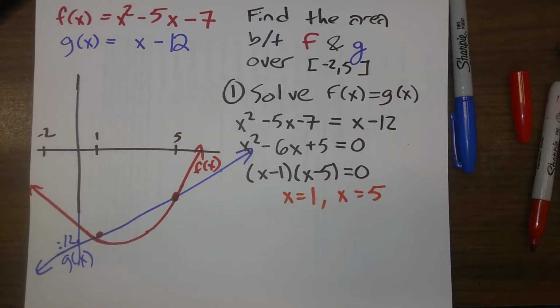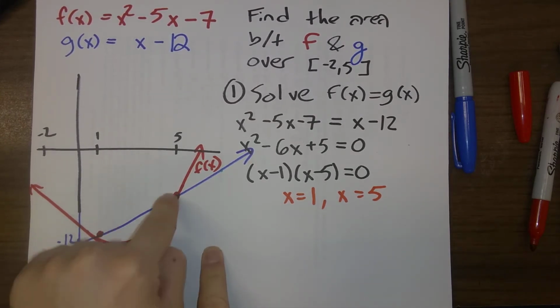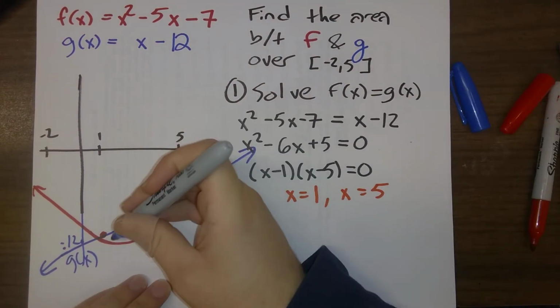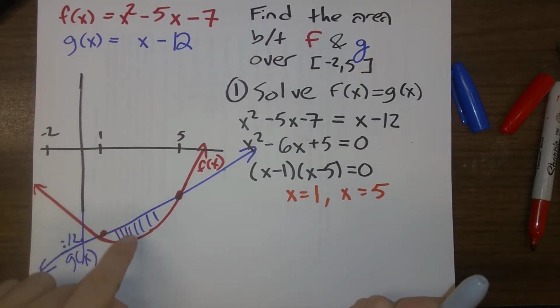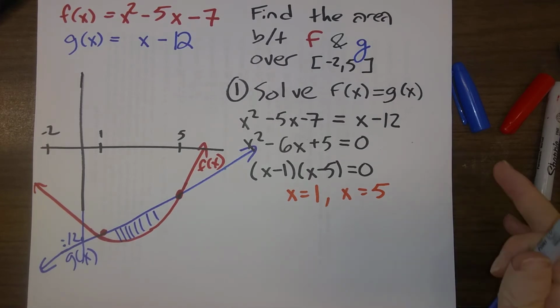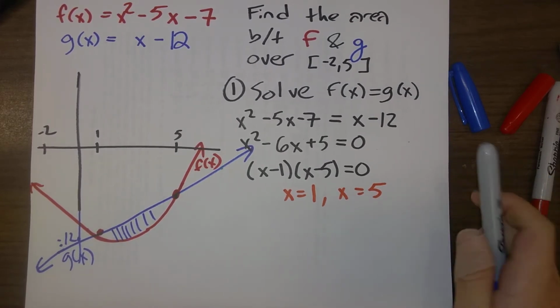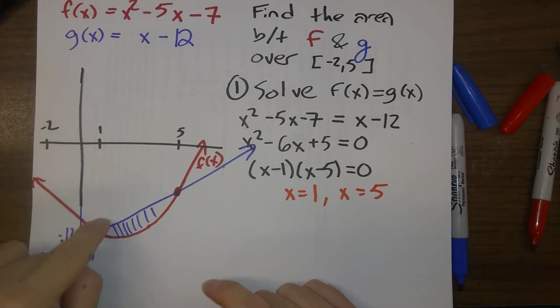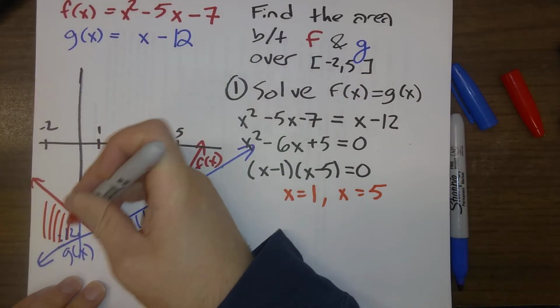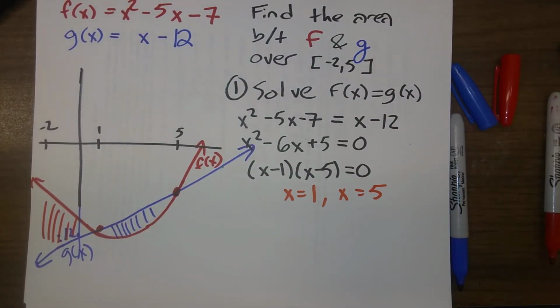So the first step was to solve f of x equal to g of x, to find out where they intersect. Now we can, from the picture, tell which is on top and which is on bottom, and note that the answer changes based off of where we are. If we're between 1 and 5, well, g of x is bigger than f of x, and so we should be integrating g minus f. But if we're between minus 2 and 1, f of x is bigger than g of x, and so there we should be integrating f minus g.